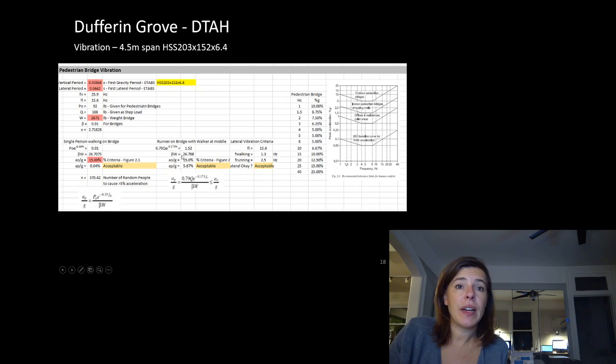But look, our criteria changes. Now this was what we needed for strength now. When vibration doesn't even govern, you can see that this isn't even close to the 15% limit that we had on this.